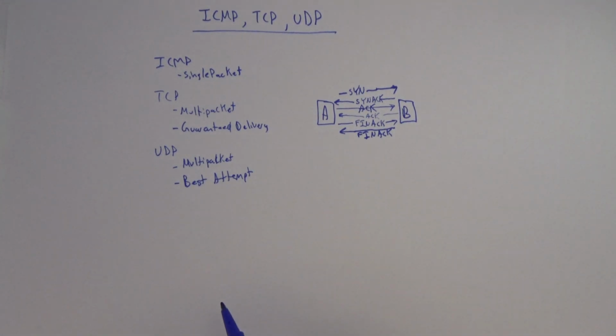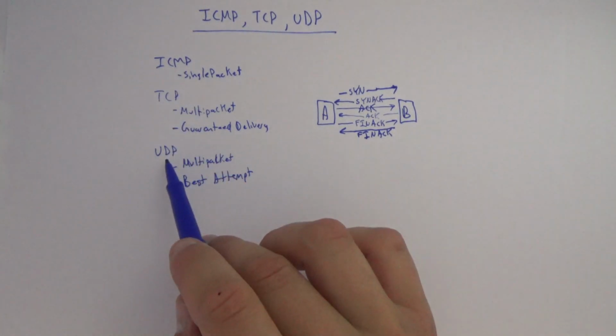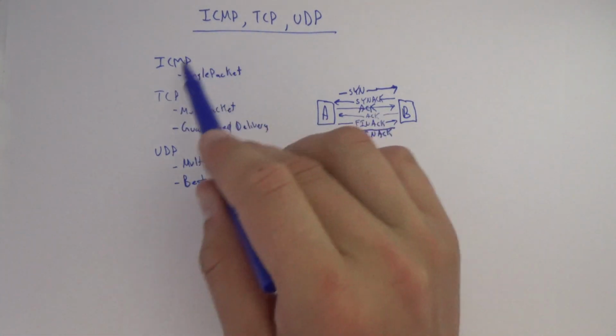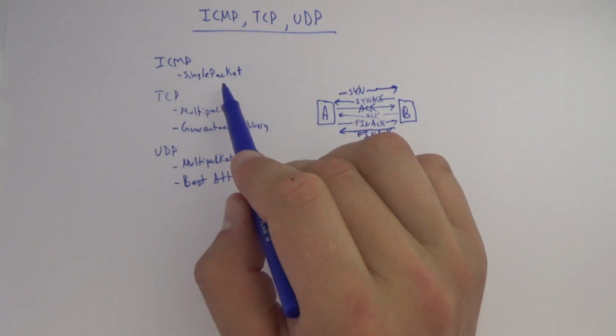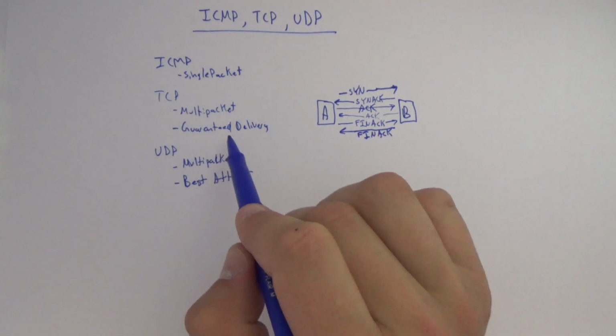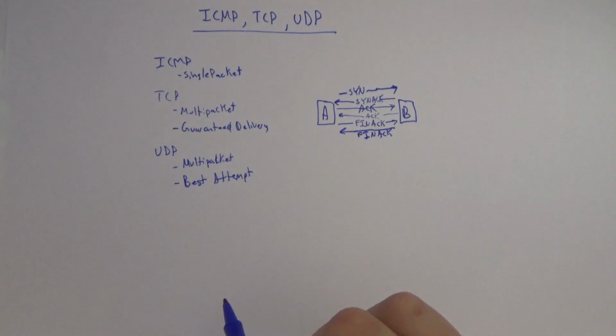So those are our three networking protocols: ICMP, TCP, UDP. ICMP, single packet for controlling or testing communications across a network. TCP, guaranteed delivery. UDP, best attempt delivery.